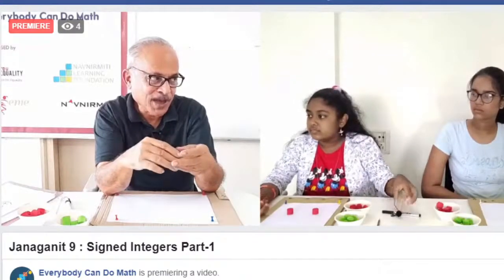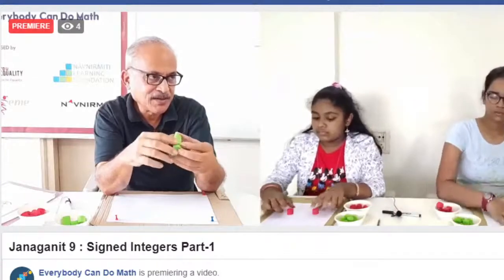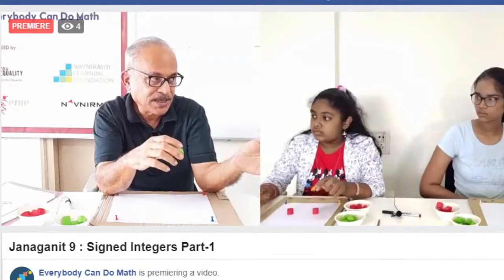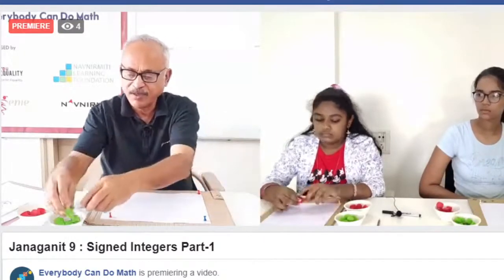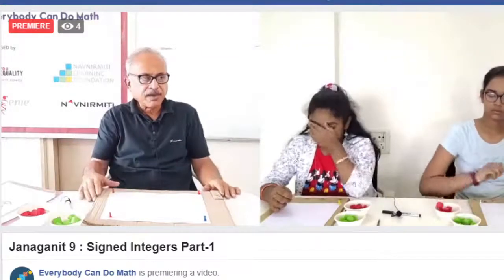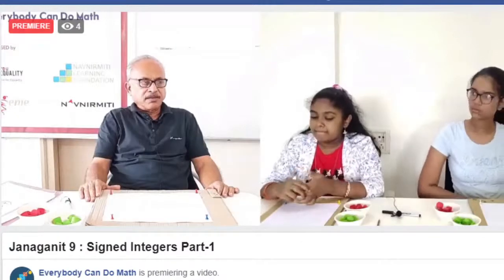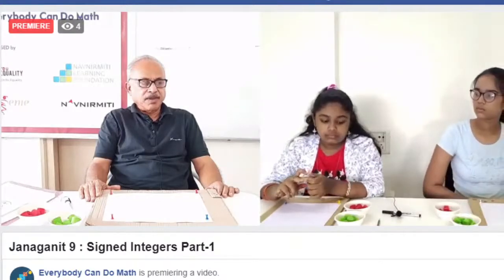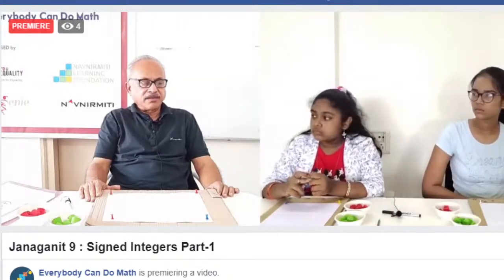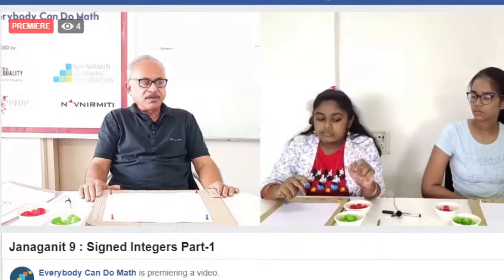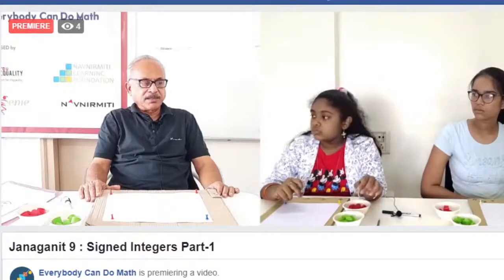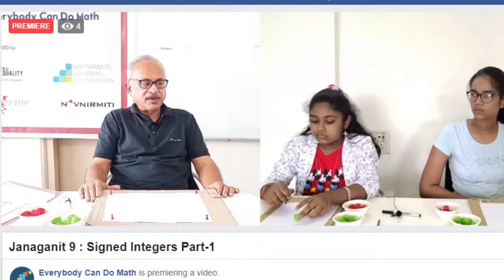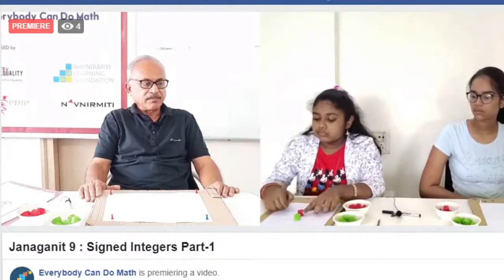So what we saw earlier, you may have more plugs, but you may have less money. So here Nandita has 1 rupee, positive 1, and you have now negative 2. Okay, all right. Now let's do one more example. Nandita, you take negative 1. And Janjyoti, you take 1 and -1.